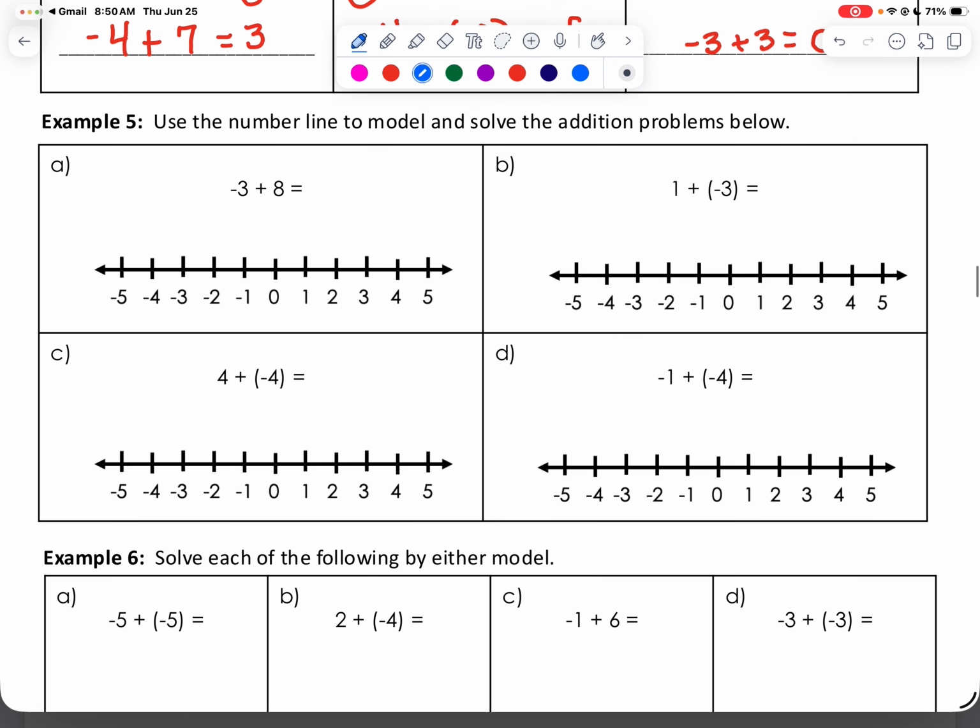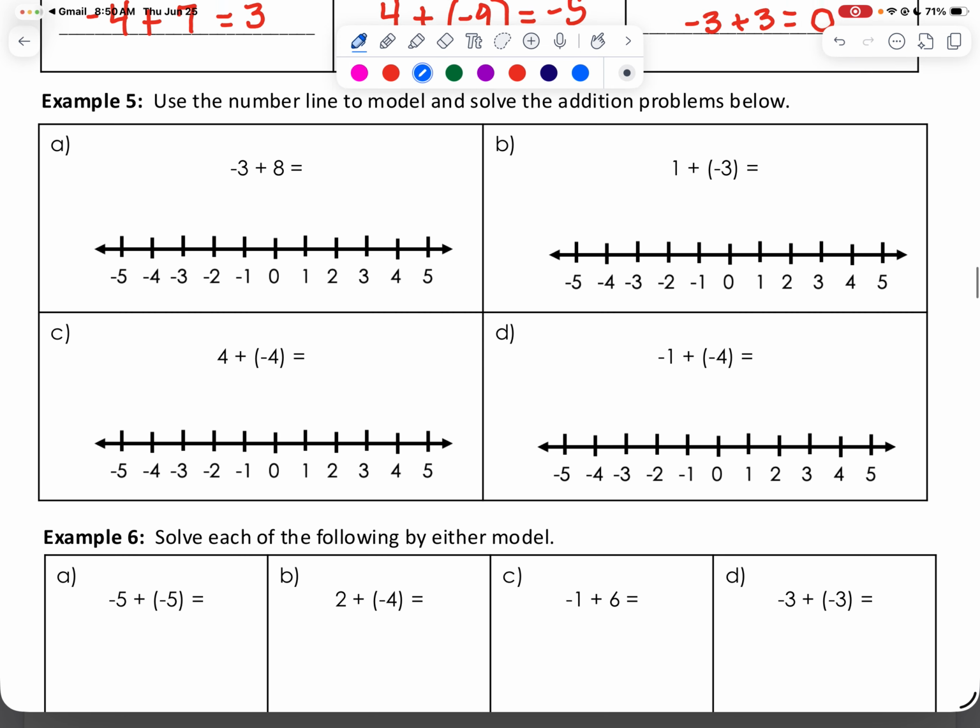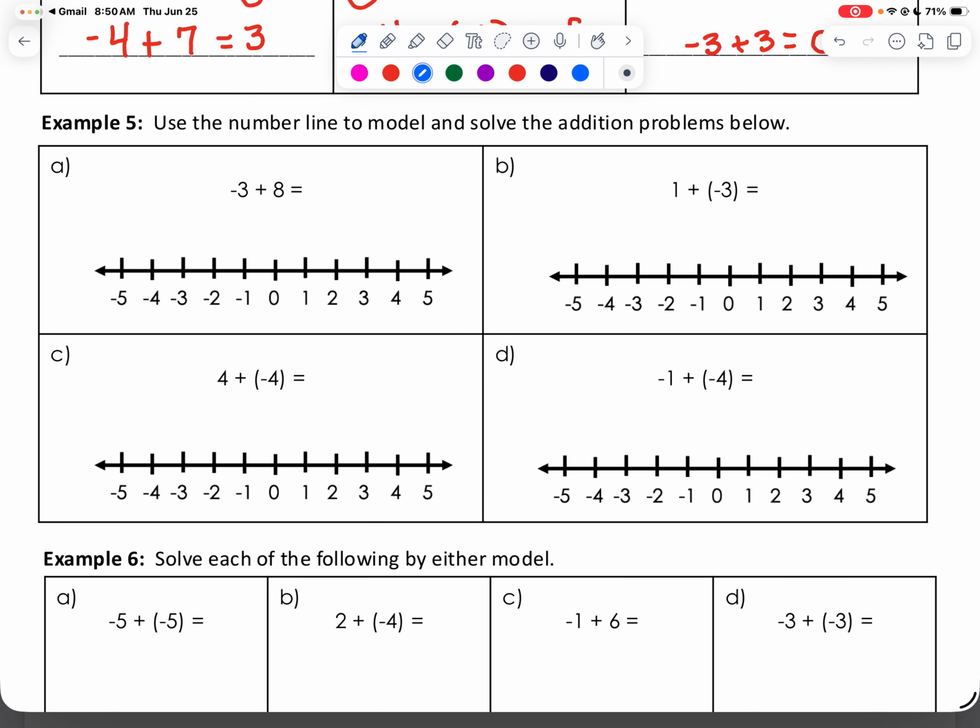All right. Problem 5. Use the number line to model and solve the addition problems below. So in problem A, we have negative 3 plus 8. So we always start at 0. And the direction, because it's negative 3, is left 3. So 1, 2, 3. Then our second number line starts at negative 3 and goes 8 to the right. So 1, 2, 3, 4, 5, 6, 7, 8. So it lands right here. And it landed at positive 5. So negative 3 plus 8 gives me positive 5.